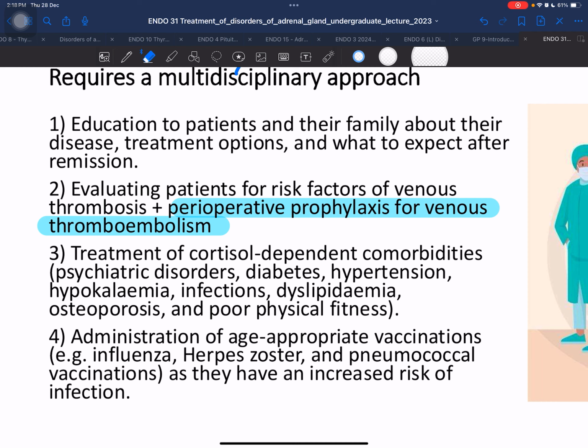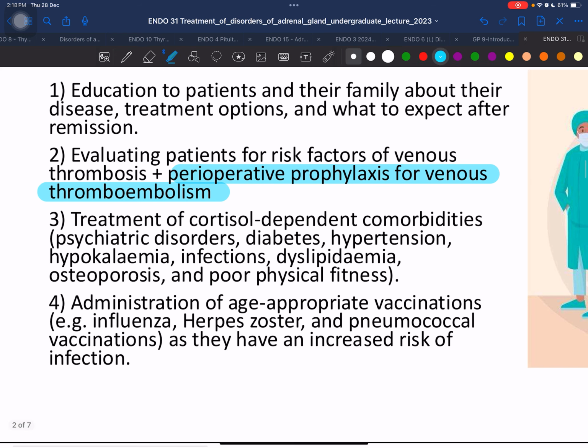So if the patient comes in with Cushing's disease, you need to not only plan for the surgery, you need to treat all these things before the patient goes for surgery. Control the diabetes, control the high blood pressure, control the dyslipidemia. If the patient has a psychiatric disorder, refer them to see a psychiatrist, start them on medications, things like that. So it's a holistic management. It's not just, oh, treat the high cortisol. Of course, that's the main treatment. Administration of age-appropriate vaccinations as they have an increased risk of infection. So it depends on the age group of the patient as well.